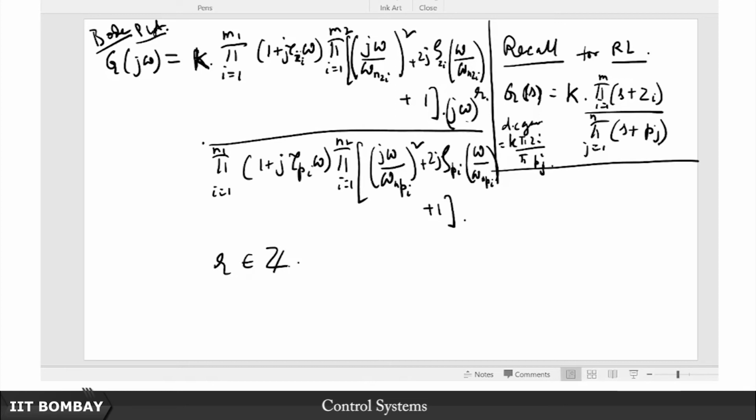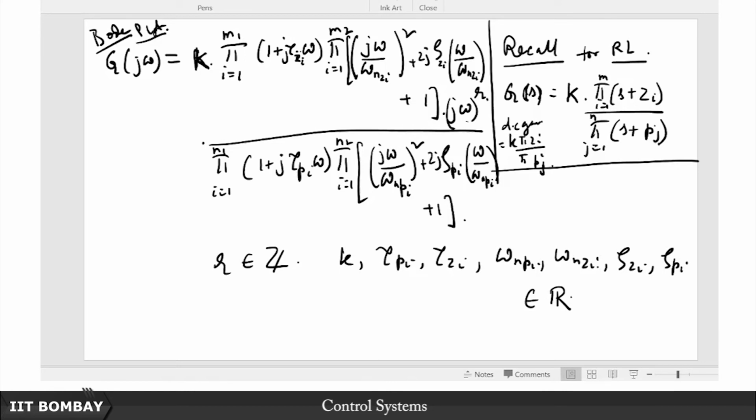So now of course let us define, so this r is basically any integer, it could be positive or negative, and this k, then this tau pi, tau zi, then this omega n pi, omega n zi. What else have we got? Yeah, we've got zeta zi, zeta pi. All of these are real numbers, and not just real numbers, but they all have to be positive as well. Of course the zeros need not all be positive, but at least the poles, these factors, the pi's, must be positive. But anyway, for now let's say they are real.